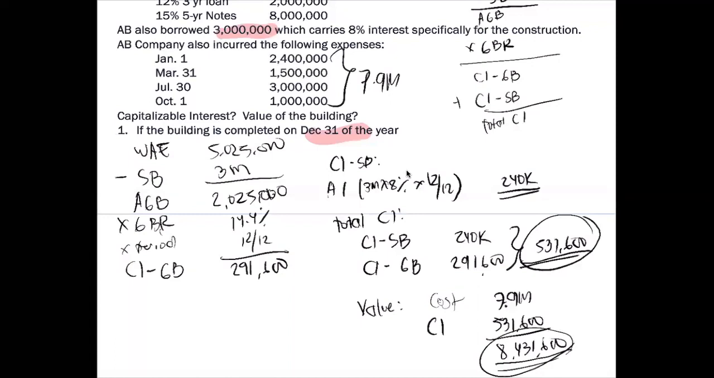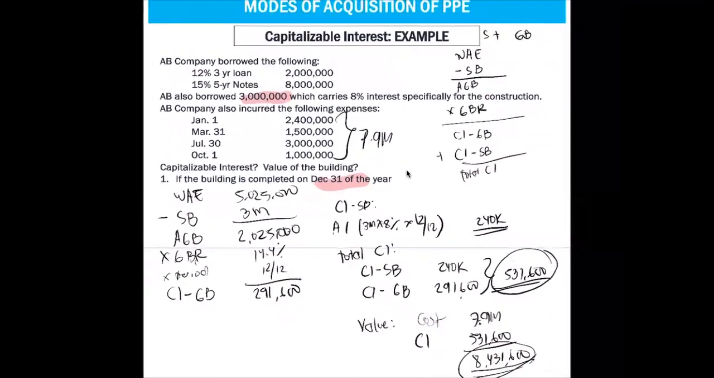8,431,600. Okay? So those are the different modes of acquisition from your cash purchase until your self-construction. Take note, for your self-construction, we have two types of interest, specific or general borrowing. On our third example, we have here now a mixture of specific and general. So how is our treatment? We get first for our weighted average expenditures, we deduct the specific borrowing. And then whatever is the remainder, that is the attributable amount to general borrowing. Then we multiply it to your general borrowing rate, multiply to the period, we have your capitalizable interest general borrowing.